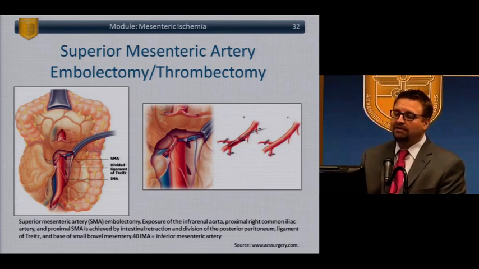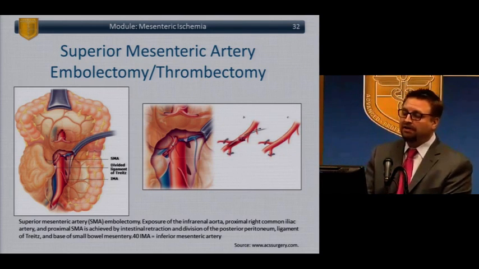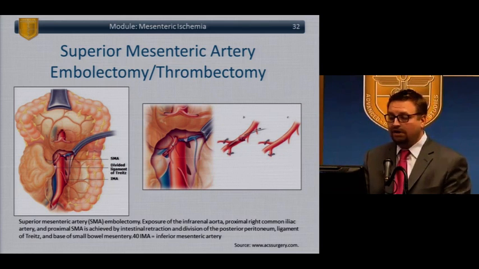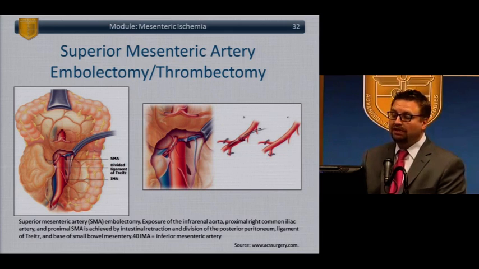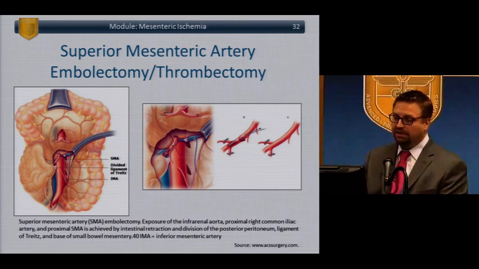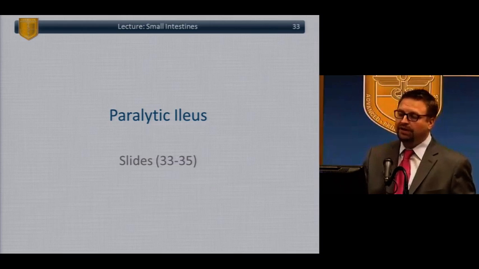So the classic presentation of an embolus to the SMA, which you see here, the anatomy. Unlike in oral board formats, you're not likely to have to describe the elements of exposure of the SMA at the base of the transverse colonic mesentery, but be familiar with the fact that this is the place you do want to open the SMA so that you can perform embolectomy or thrombectomy. And so that might be sort of the answer to management, not so much the technical details of how to do that. All right, moving on.